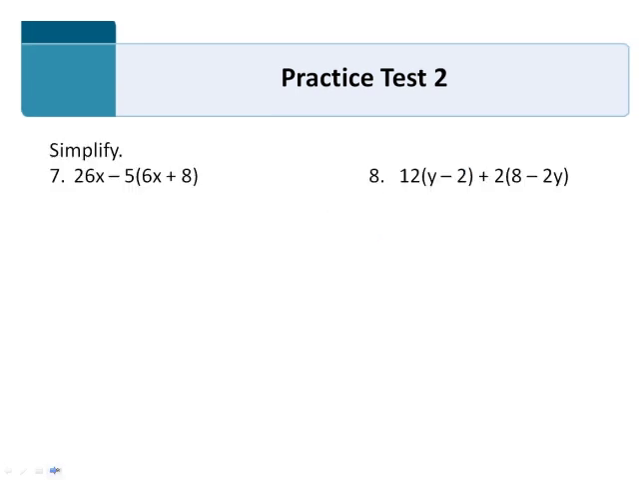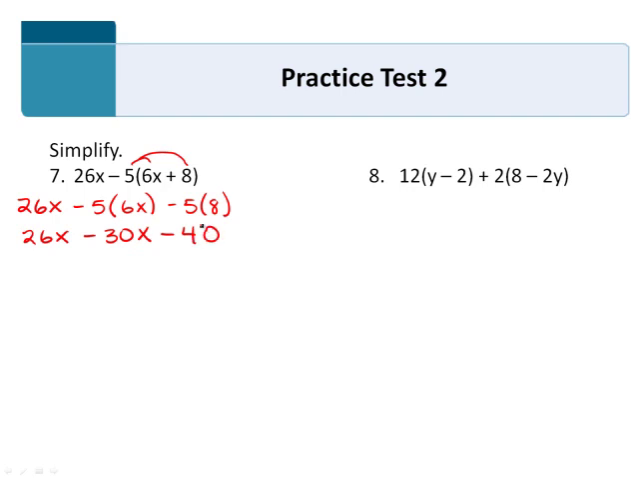Alright, so here's some longer problems or expressions to simplify with the distributive property. So 26x minus 5 times 6x plus 8. We're going to start with the -5 there. So I'm going to bring down 26x. I'm not messing with that yet. But I'm going to distribute -5. So that's going to be -5 times 6x and then -5 times 8. Okay? So we bring down 26x comes down. -5 times 6 is -30x, and negative 5 times 8 is negative 40.